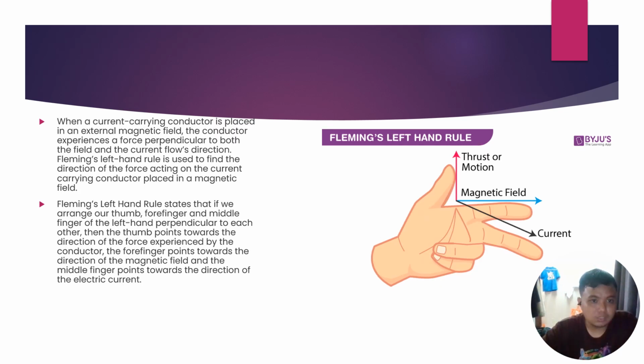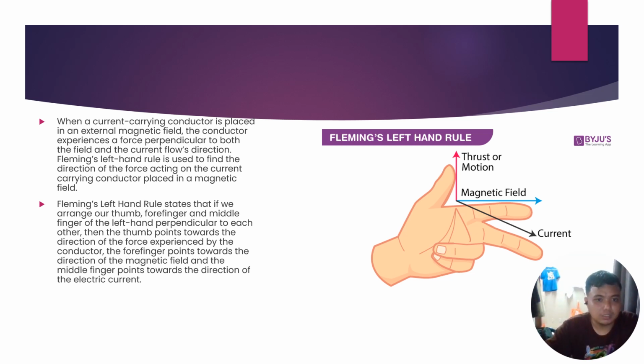It is also applied in Fleming's left-hand rule, where a current-carrying conductor placed in an external magnetic field experiences a force perpendicular to both the field and the current flow direction. Fleming's left-hand rule is used to find the direction of the force acting on the current-carrying conductor placed in a magnetic field.